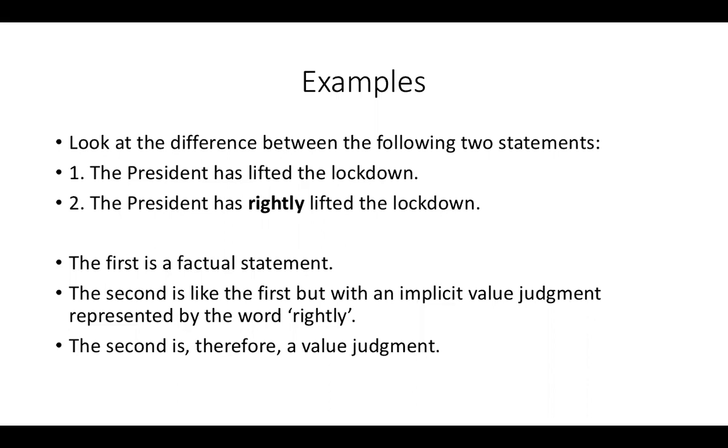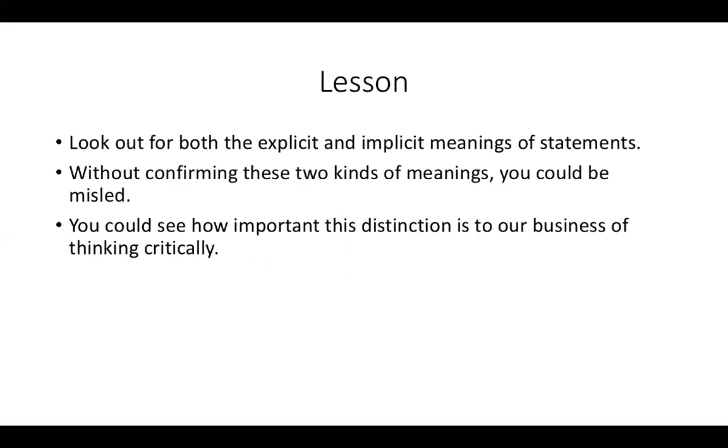The president has rightly lifted the lockdown. In other words, we are saying the president is right to have lifted a lockdown. You know? So there are certain factual statements that are in fact value judgments. We call these kinds of value judgments implicit value judgments. So look out for both the explicit and implicit meanings of statements. Without confirming these two kinds of meanings, you could be misled. You could see how important this distinction is to our business of logical reasoning.